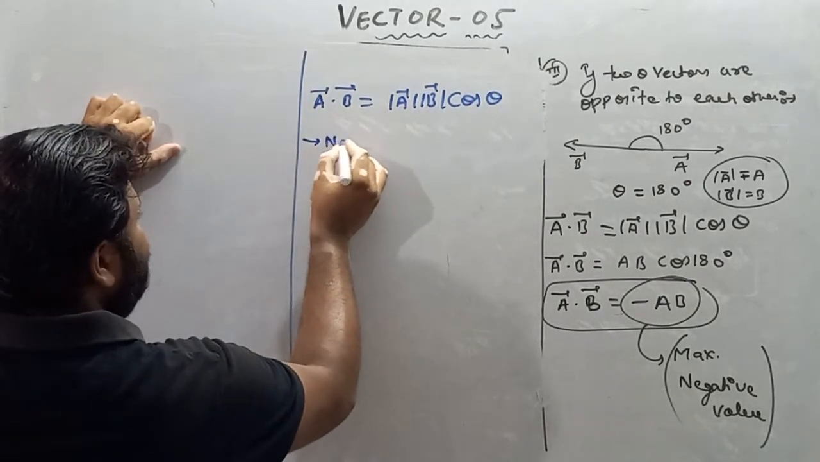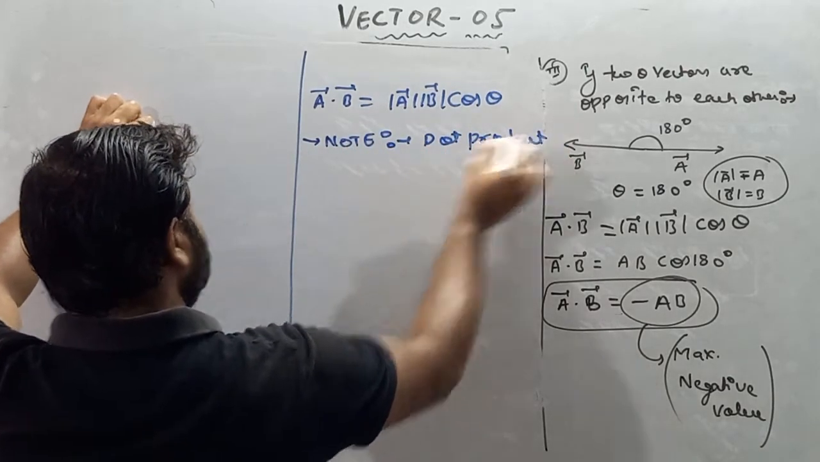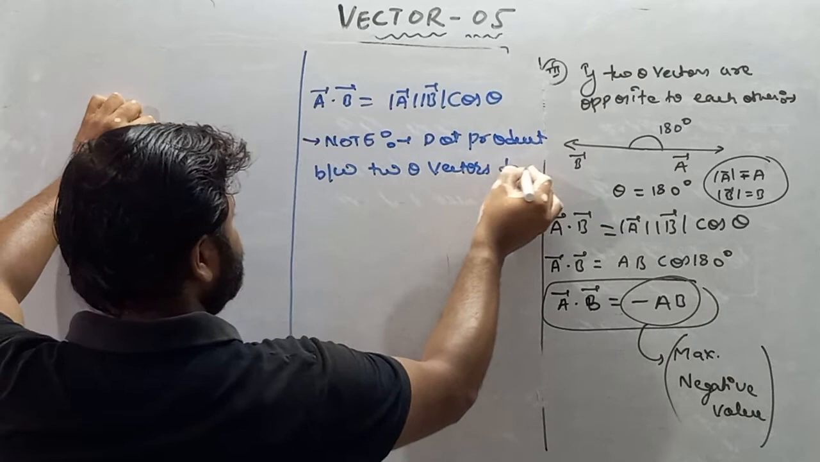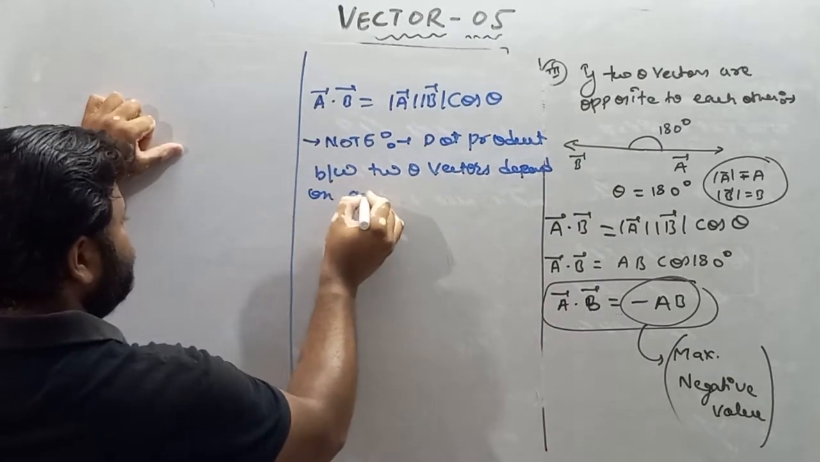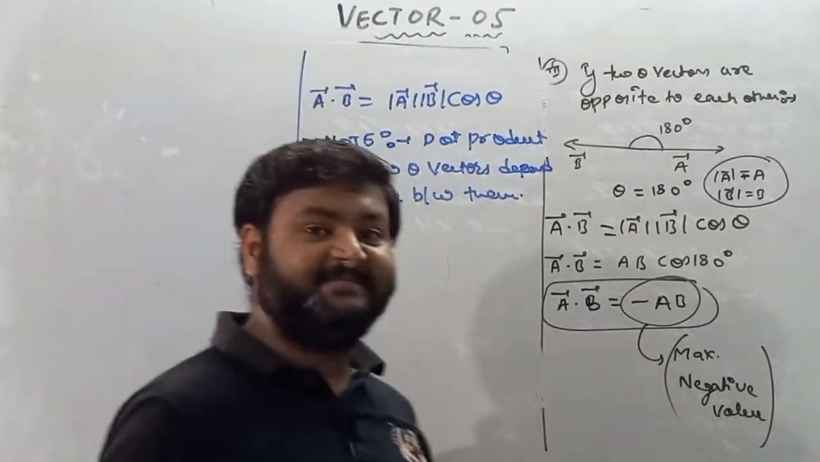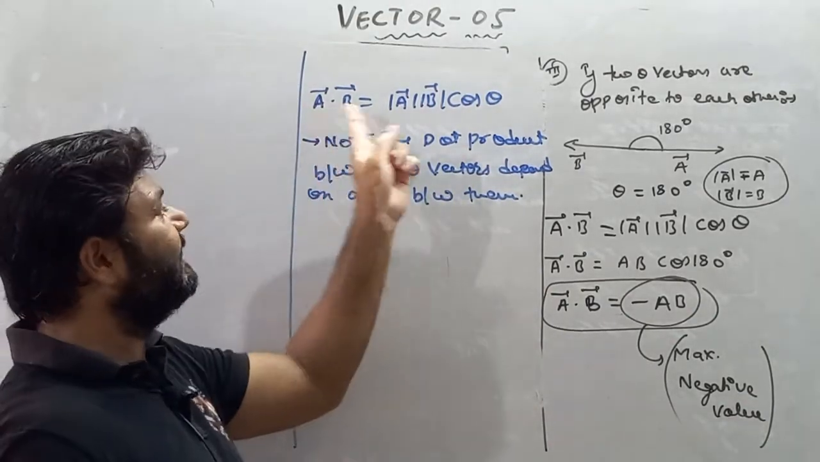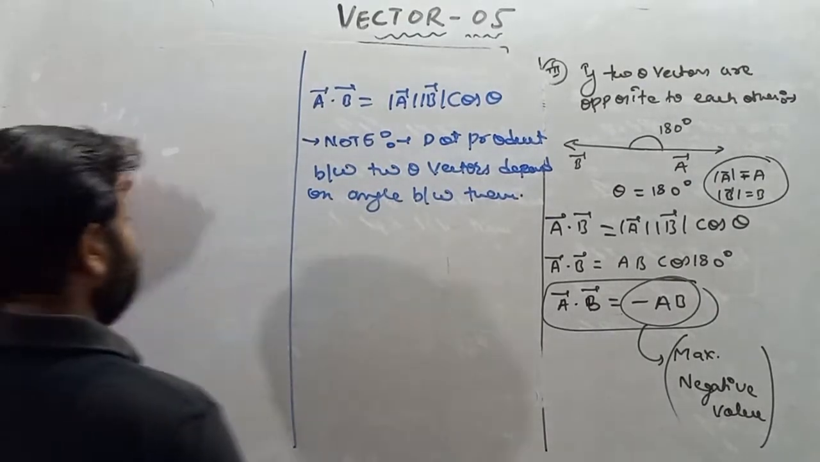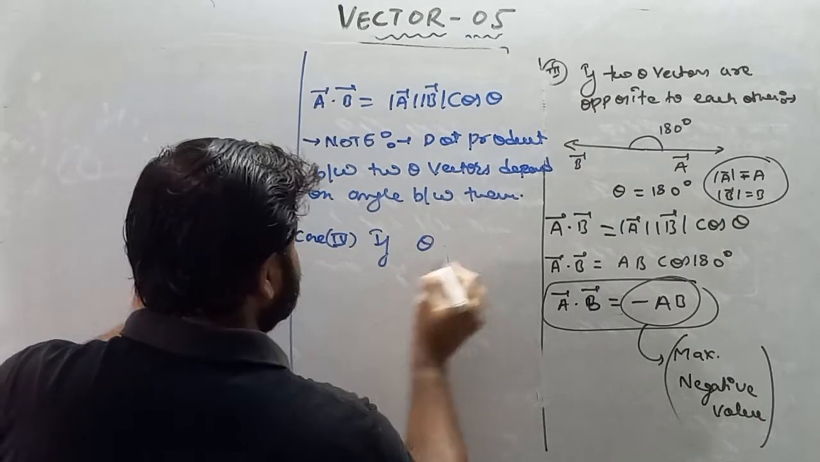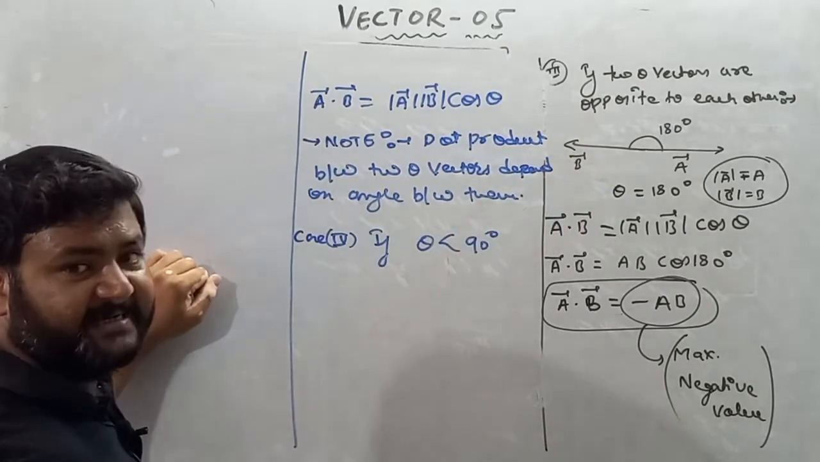I'll write here in form of note, dot product between two vectors depends on angle between them. I hope you all are understanding this point, that dot product between two vectors depends on angle between the vectors, A vector and B vector. So my dear student, let's suppose case 4. If theta is less than 90, what does it mean? Theta means angle between A vector and B vector.